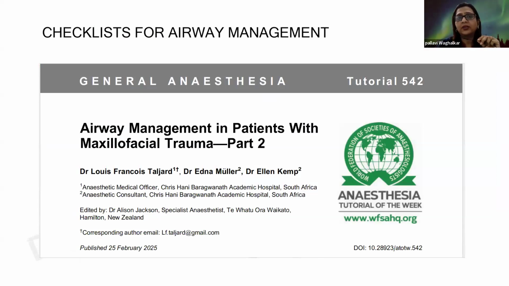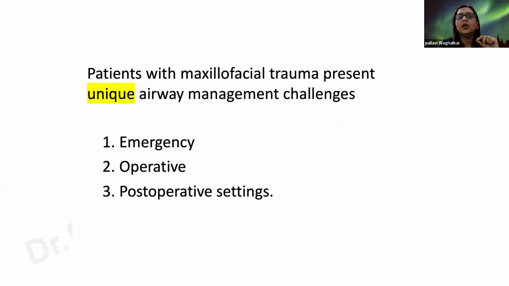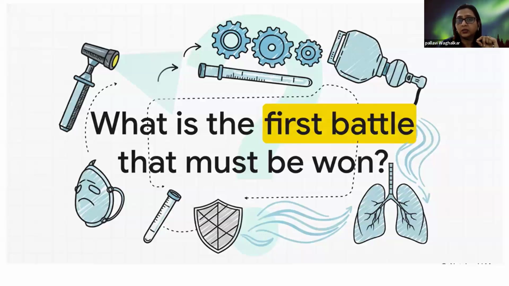Now today we are going to cover this. My basic reference is this article from the WFSA tutorial about airway management, and all the green charts will be from this article. As anesthesiologists, we have to face these patients in emergency and in elective cases for reconstructive surgery or open reduction and internal fixation of fractures, and post-operatively also in the ICU. So what is the first battle that must be won in these cases?